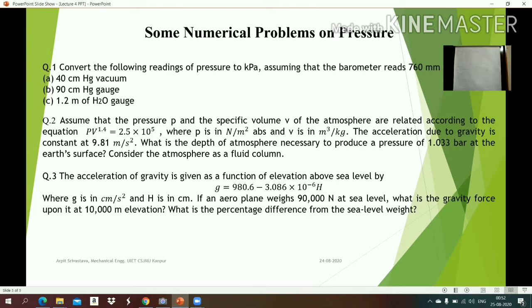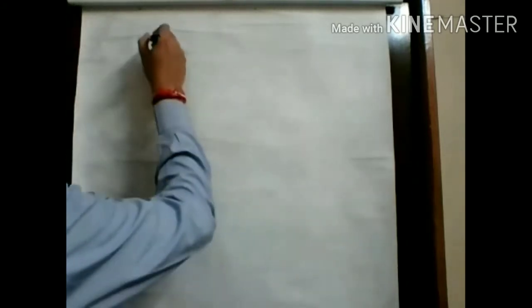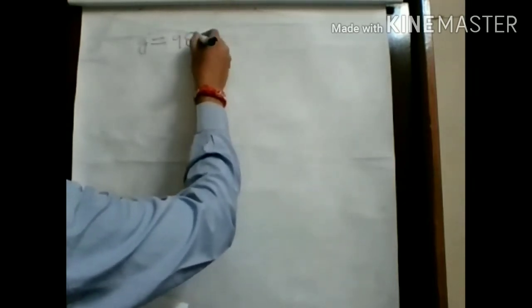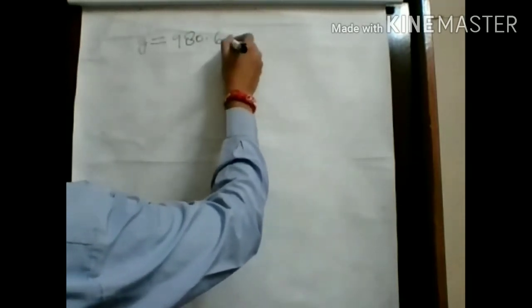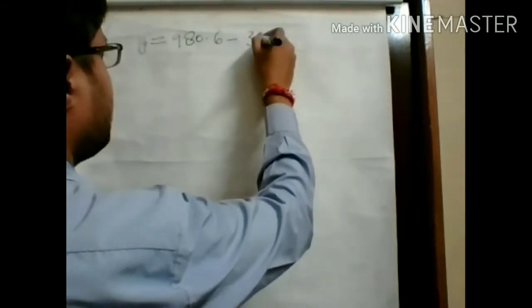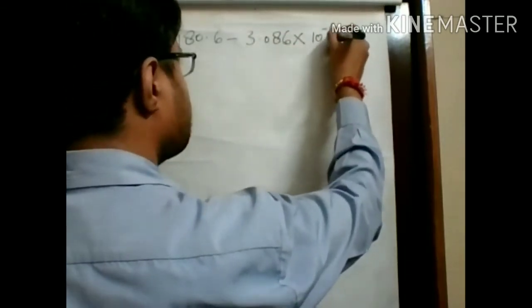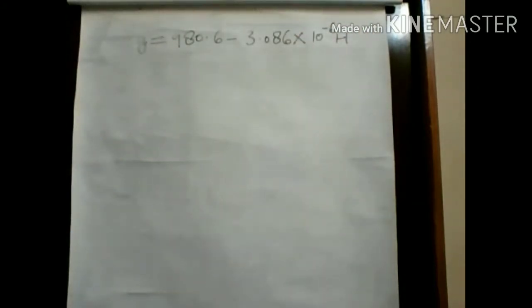So firstly we write the terms. See that here the value of small g is given as 980.6 minus 3.086 into 10 to the power minus 6 h. Okay, this is the value.